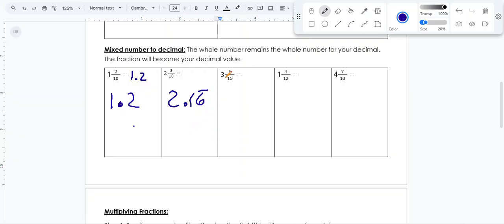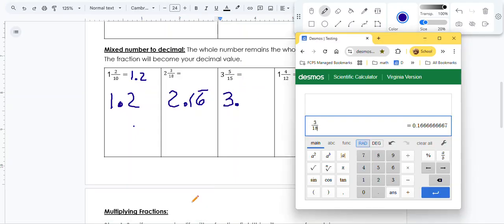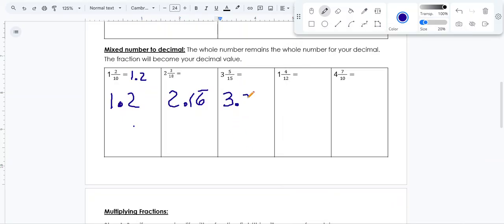Okay? This next one, 3 and 5/15. What would that be as a decimal? Well, 3 is going to be my whole number. What's going to be my decimal value? Well, that's going to be the 5 over 15. Let's see what that's going to be. 5 over 15 is 0.3 repeating. So it'd be 3.33 repeating, right? Or you could just put 3.3 repeating. That means the same thing. All right, do you see how to do that?